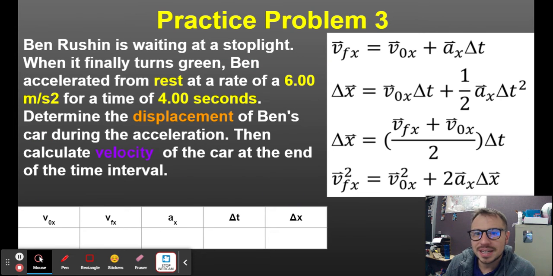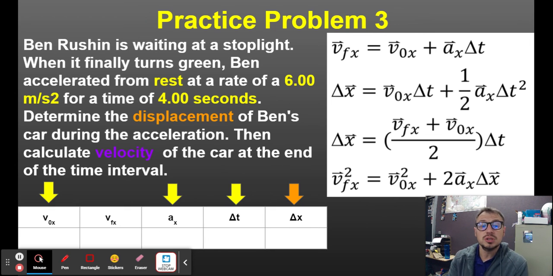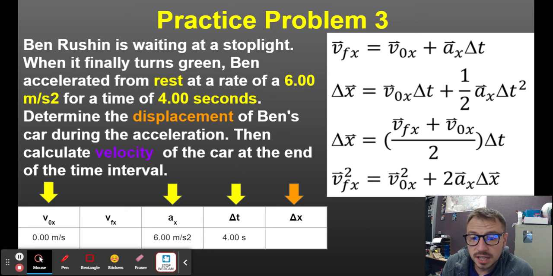So Ben Russian is waiting at a stoplight when it finally turns green. Ben accelerated from rest at a rate of 6 meters per second squared for a time of 4 seconds. Determine the displacement of Ben's car during the acceleration, then calculate the velocity of the car at the end of the time interval. So the first thing it's asking me to find is the delta x, the displacement. How far did this car go? Now I know the initial velocity is going to be rest. Starts at rest. The acceleration is 6 meters per second squared, and the time interval over which his motion takes place is going to be 4 seconds.